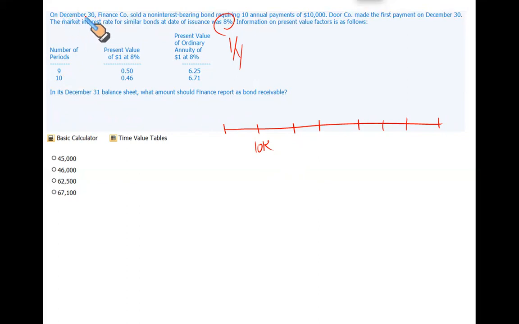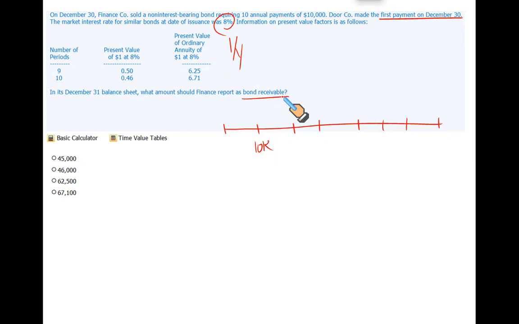On December 31st, finance company sold a non-interest bearing bond requiring 10 annual payments of 10,000 each. Door company made the first payment on December 30th. First payment has been made. It means there are going to be now 9 payments in the coming period. And these 9 payments now need to be discounted to find out the present value of the bond. 9 installments, Yusuf, you're absolutely right.